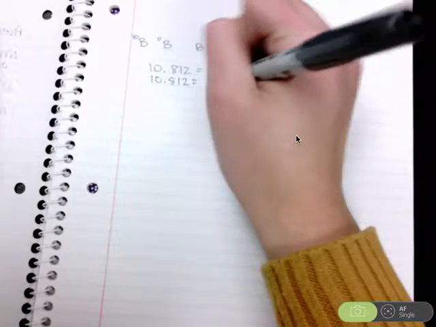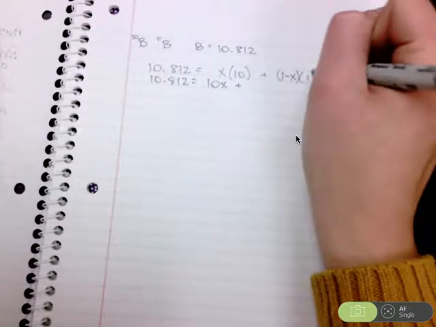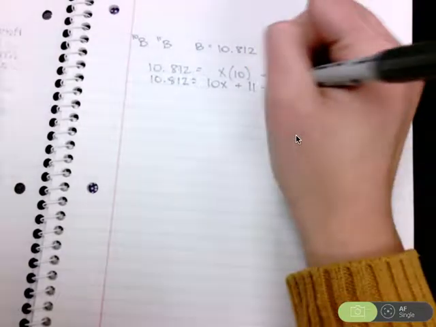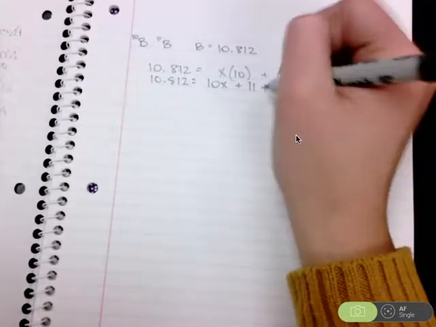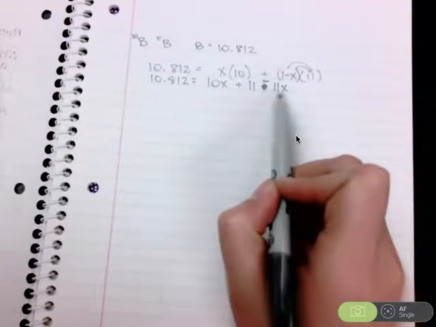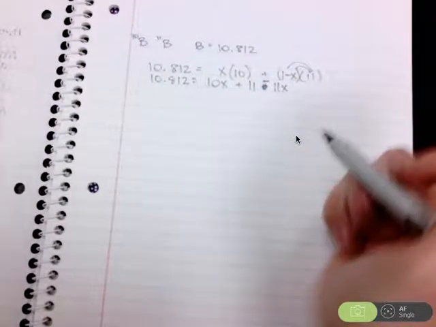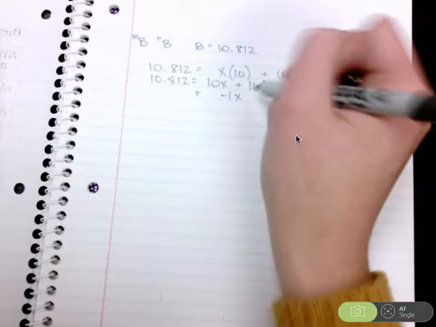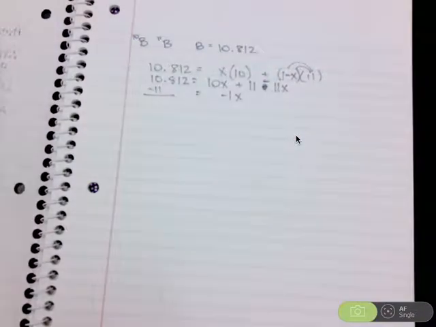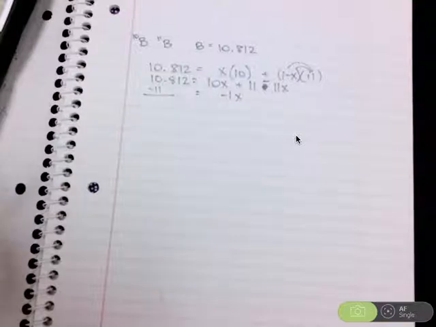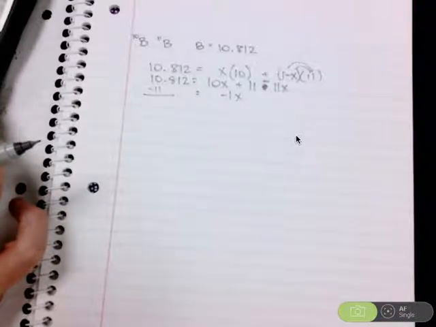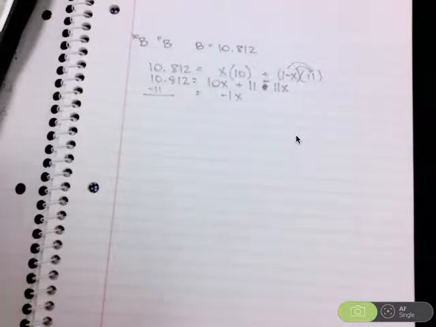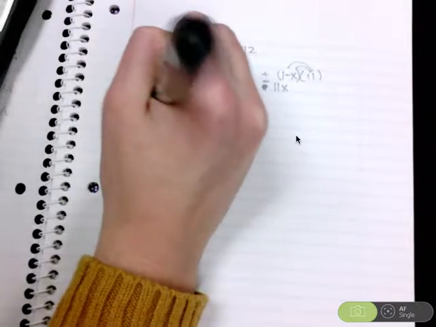So 10.812 equals 10x plus, I'm going to distribute 11, minus, sorry, 11 minus 11x. Then I'm going to combine my like terms. So 10x minus 11x is negative 1x. And 10.812, sorry, minus 11 is negative 0.188.